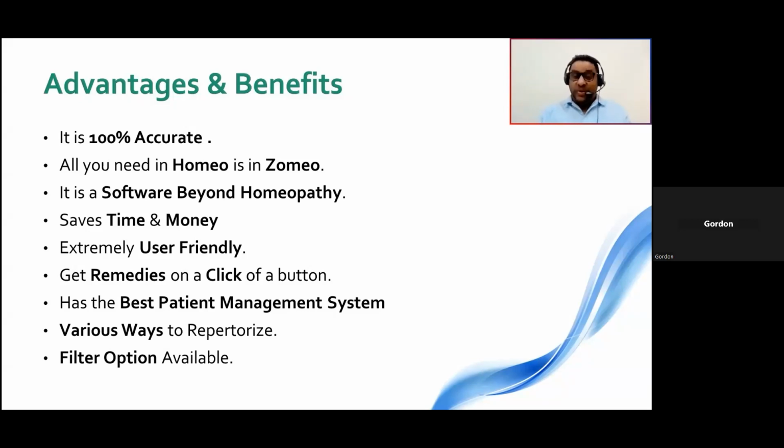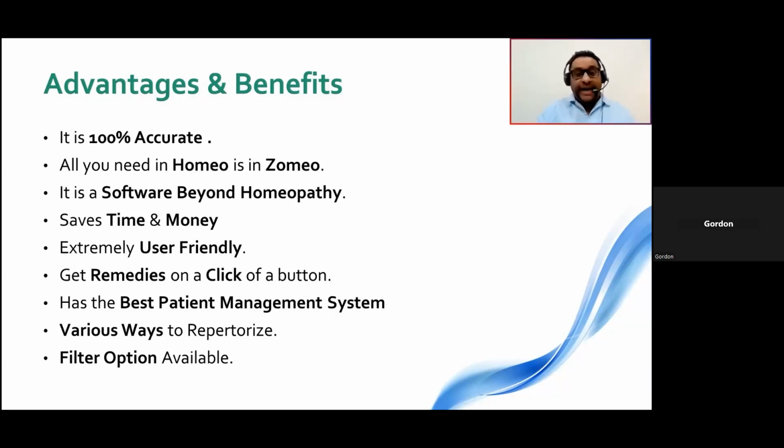That is why I call Zomeo 100% accurate, and it maintains a very high accuracy rate. So ladies and gentlemen, if you're looking out for a software which you want to use in your daily practice, which is easy to use, the answer to that question is Zomeo. Moving on, Zomeo has a lot of add-on benefits. That is what I talk about. You know, in my last slide, I said that it is beyond. And the third point, if you look here, it says that it is a software beyond homeopathy.